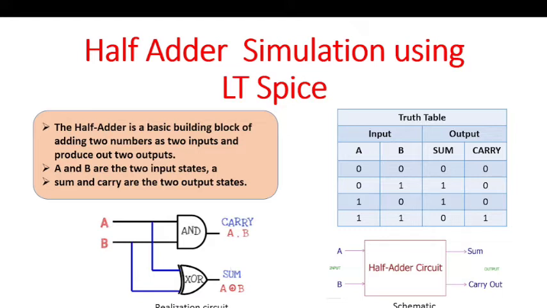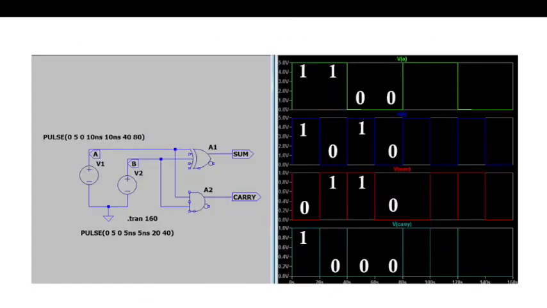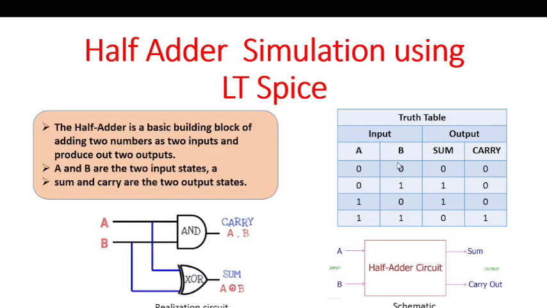For half adder, we already know the basic things: its truth table, schematic, equations for sum and carry, its realization circuits. These things we already studied. And this is the circuit we are going to do in LTSpice, and this is the expected output. This expected output will follow this truth table.